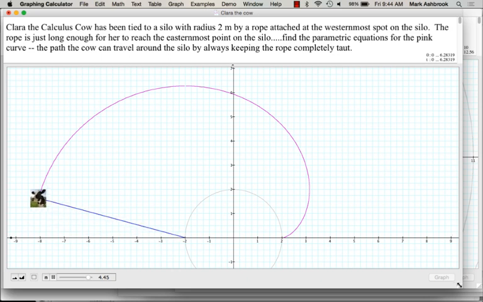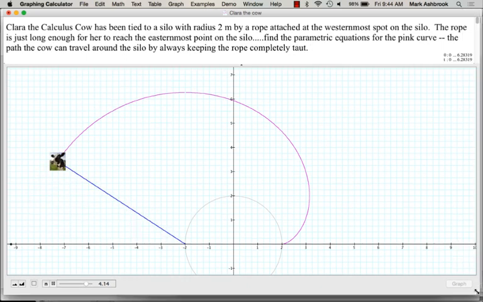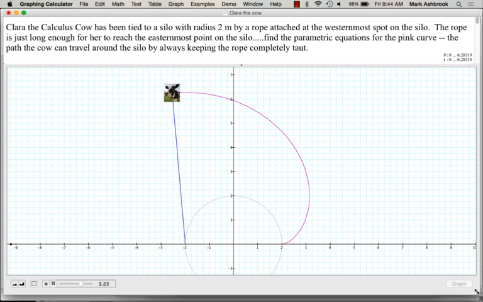So one thing I want to point out with Clara is: does this problem have to do with polar coordinates? I have a yes. Does it have to do with polar coordinates? No, not at all. Okay, so it's about parametric functions.